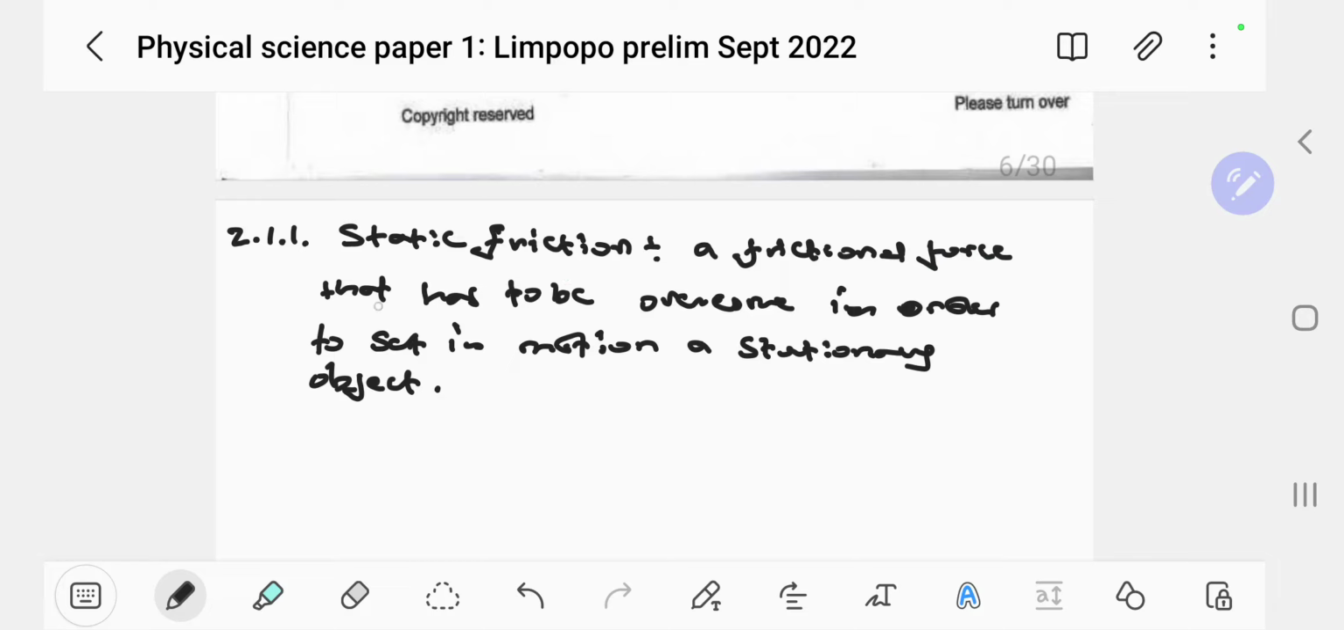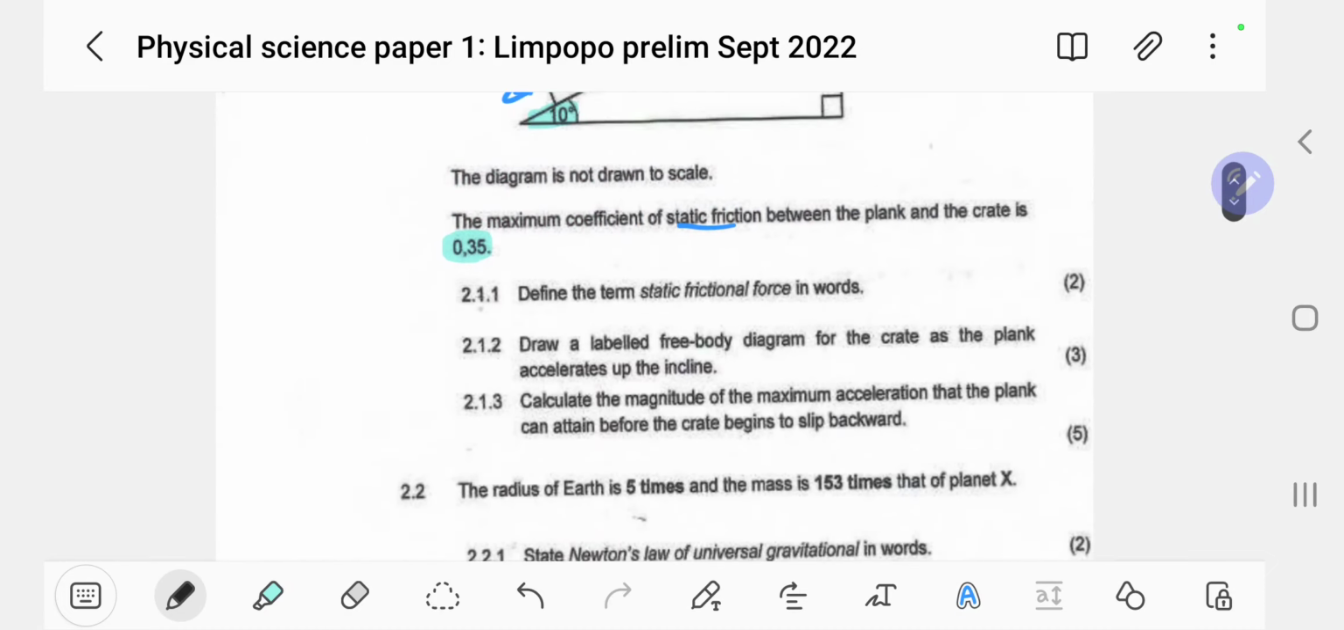Static friction is a frictional force that has to be overcome in order to set in motion a stationary object. The most important thing is that this is a force, and this force has to be overcome in order to move what? A stationary object. But we need to set that object in motion. So make sure whatever you put in your definition doesn't take away the essence of what the physical quantity or the physical phenomenon is. You get your 2 marks there.